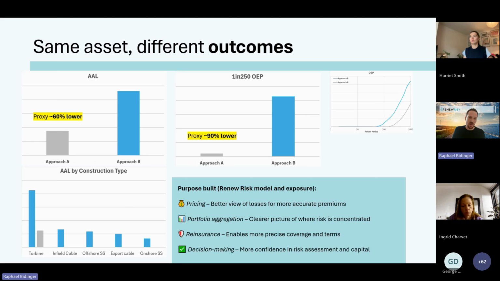So if your view of losses changes like that, it inevitably changes how you price, manage, and structure your offshore wind farm risk as well. And using the purpose-built modeling approach with highly detailed exposure information, you will have a much better overview of your potential losses and ideally be able to make more informed and confident decisions across your business.